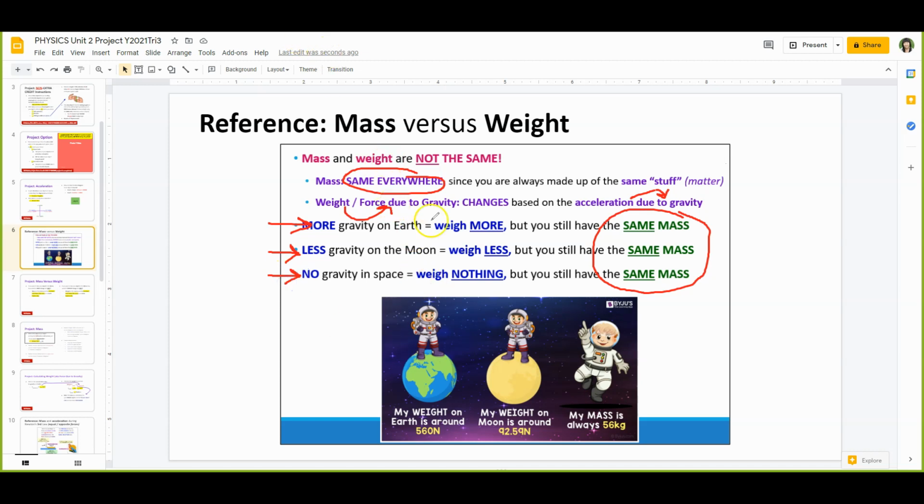So for the example, this guy right here would weigh 0 newtons in outer space. He weighs 92.59 newtons on the moon and a whopping 560 newtons on Earth. But no matter what, his mass is always the same. It's always 56 kilograms.